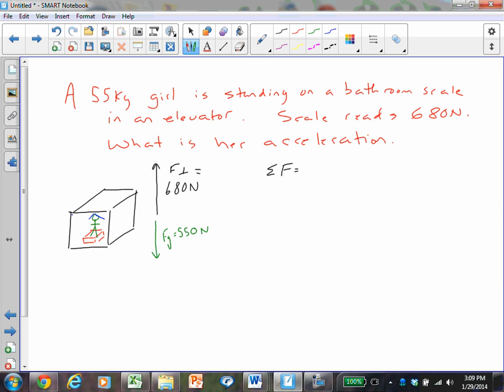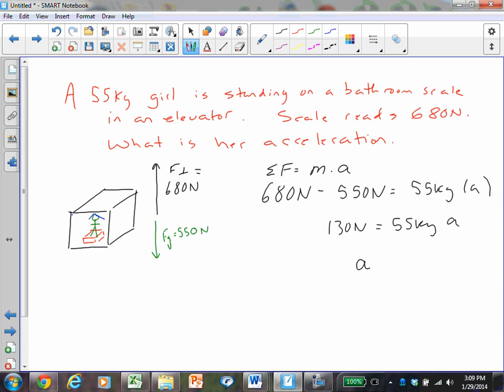So the sum of the forces is mass times acceleration: 680 newtons minus 550 newtons equals the mass, 55 kilograms, times a. So 130 newtons is 55 kilograms times a. a is 130 newtons over 55 kilograms, which would be 2.36 meters per second squared.